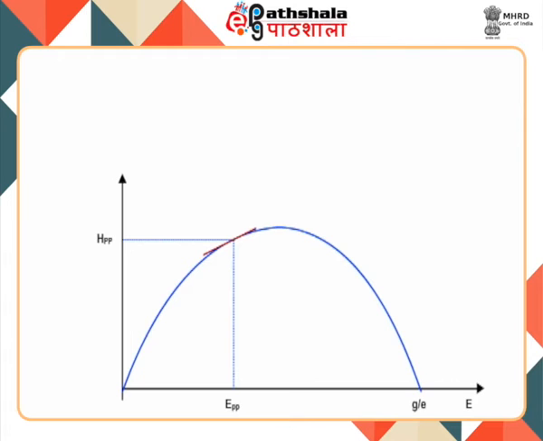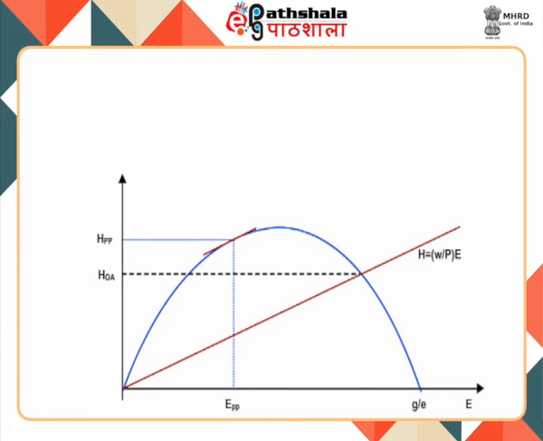The particular point on this yield effort curve that corresponds to open access equilibrium will be the one that generates zero economic profit. To find the zero economic profit, we shall consider the zero economic profit equilibrium condition pH equals WE, which can be written as H equals W upon P times E. For given values of P and W, this plots as a ray from the origin with slope W upon P. The intersection of this ray with the yield effort curve locates the unique open access equilibrium outcome given by HOA and EOA.